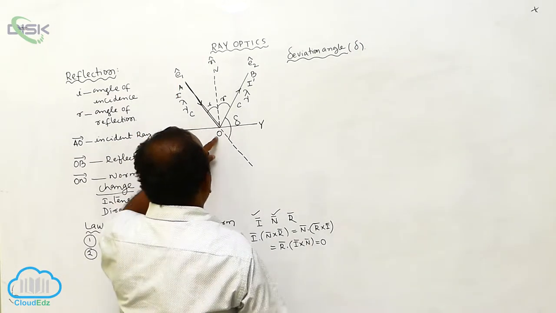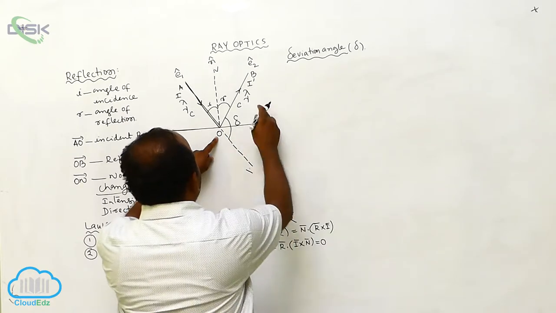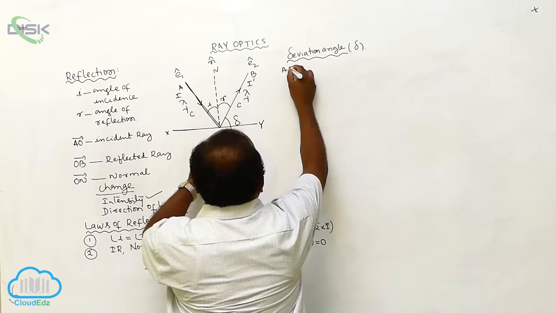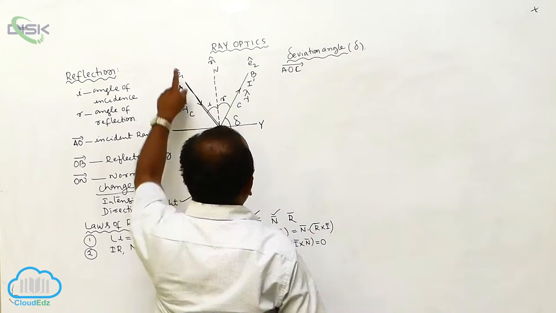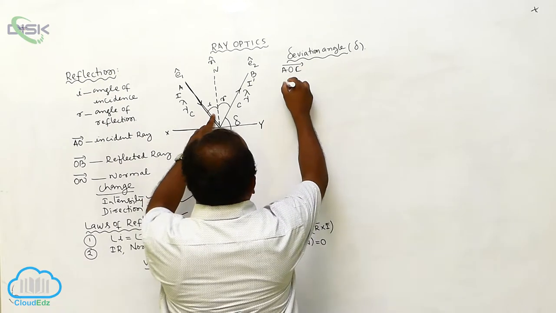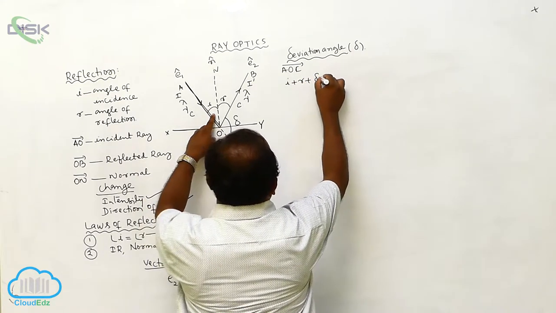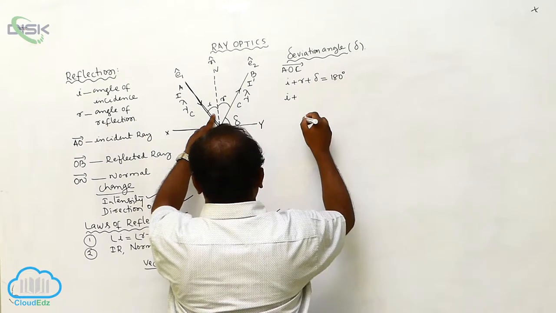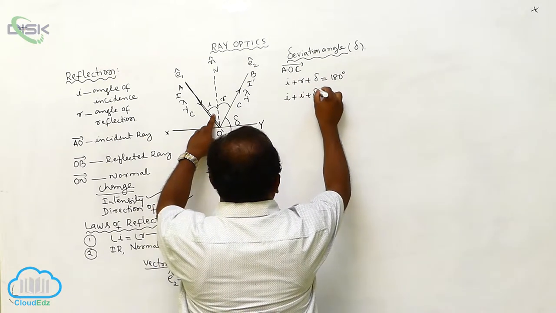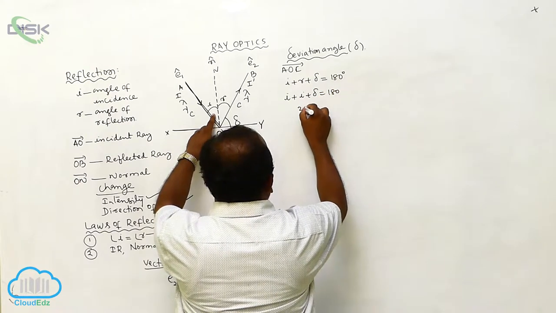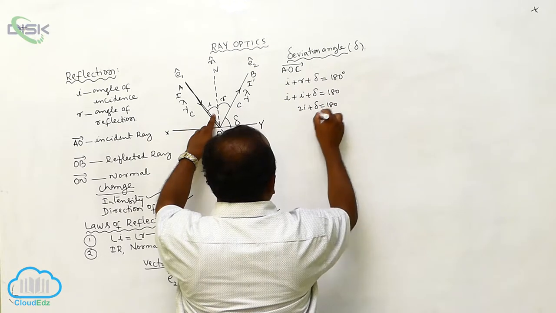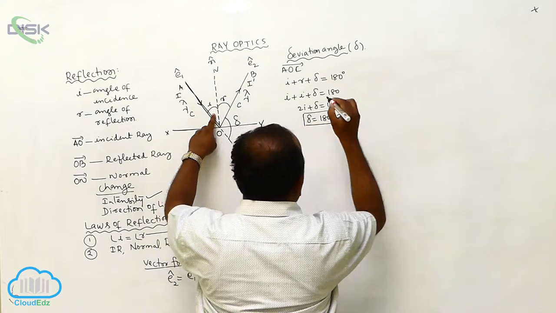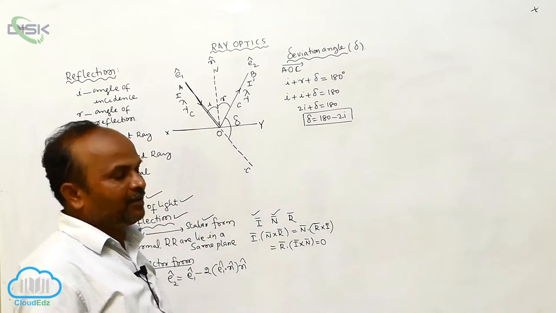Now consider this as A, B, C. Along A, O, C, this is a straight line. Therefore, what is a straight angle? I plus R plus delta is equal to 180 degrees. According to angle of incidence is equal to angle of reflection, 2I plus delta is equal to 180. Therefore, delta is equal to 180 minus 2I. Here, this is the total reflection.